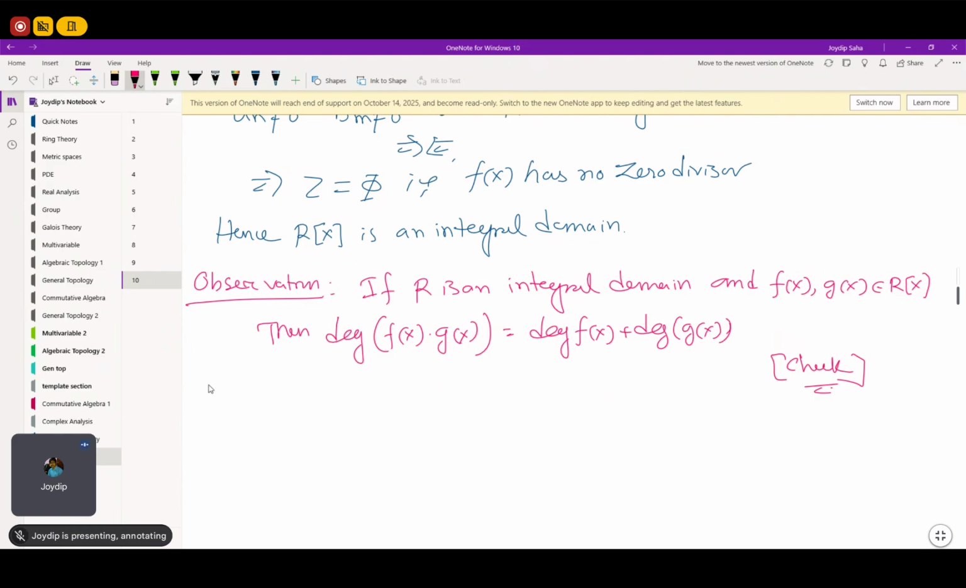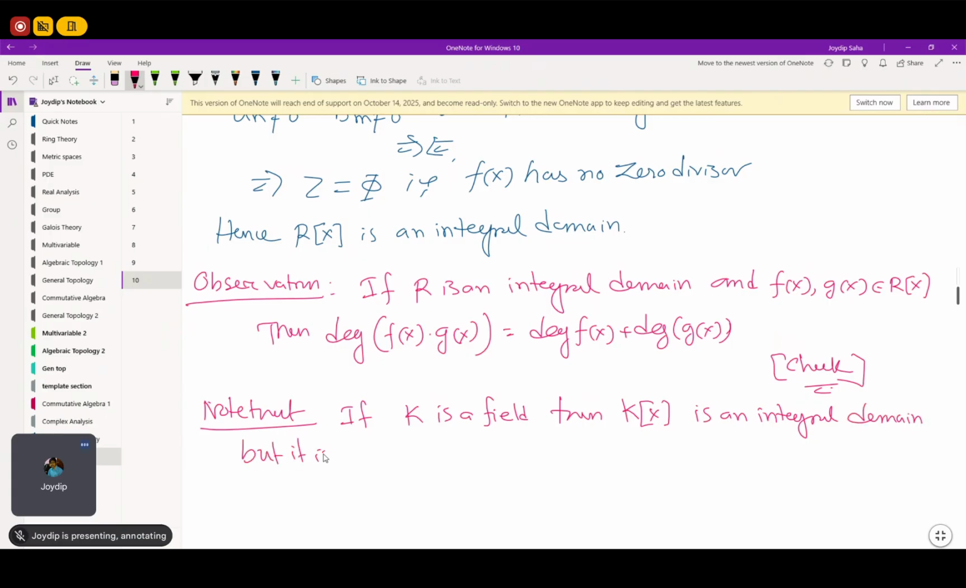Next, note that if K is a field, then K[x] is an integral domain. Because K is a field, it is an integral domain, so K[x] is an integral domain, but it is not a field.